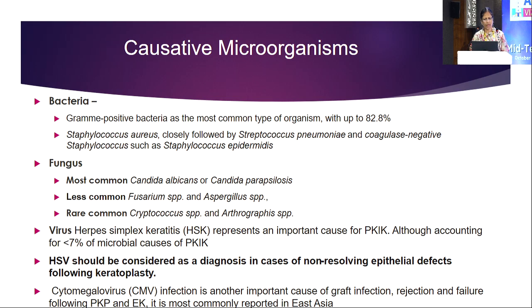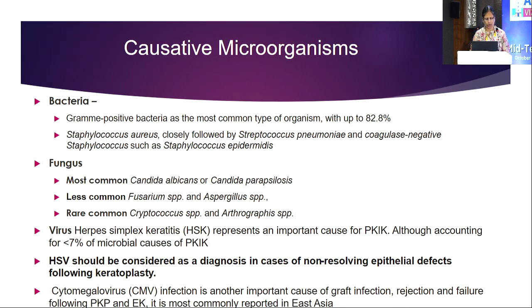Coming to causative organisms: bacteria, fungus and viruses. The most common bacteria are the common commensals of the ocular surface. They are gram positive, 82% of the time. Staphylococcus aureus, Streptococcus pneumoniae, and epidermidis. Coming to fungus, Candida is the most common organism in the graft, and less commonly Fusarium and Aspergillus species.